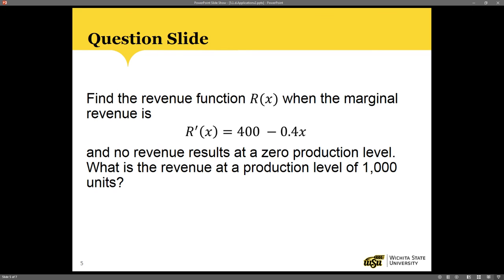So think about this. What does that phrase mean for our family of antiderivatives, for our revenue function? No revenue, what value should that be? At zero production. What is the revenue at a production level of 1,000 units? So you're going to need to find the revenue function. Then you're going to need to find the value of the revenue function at 1,000 units.